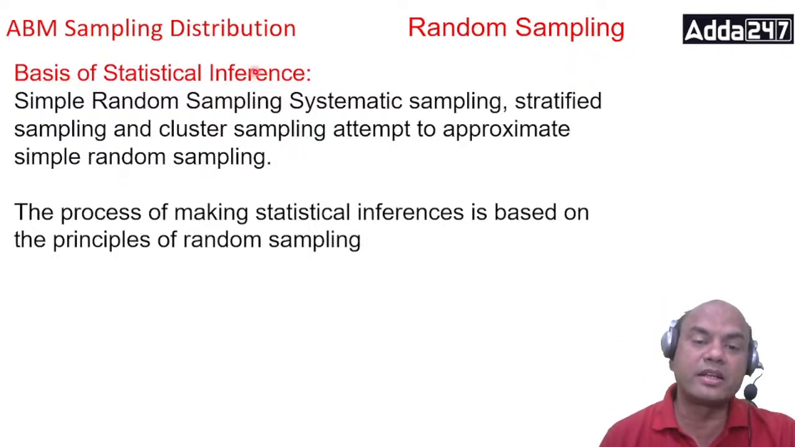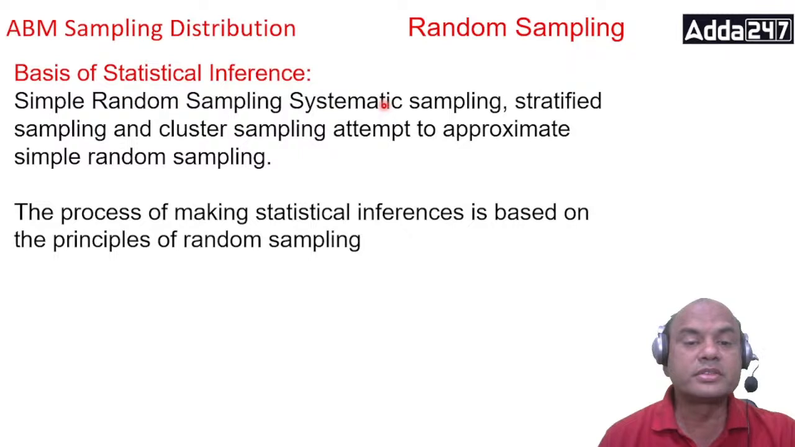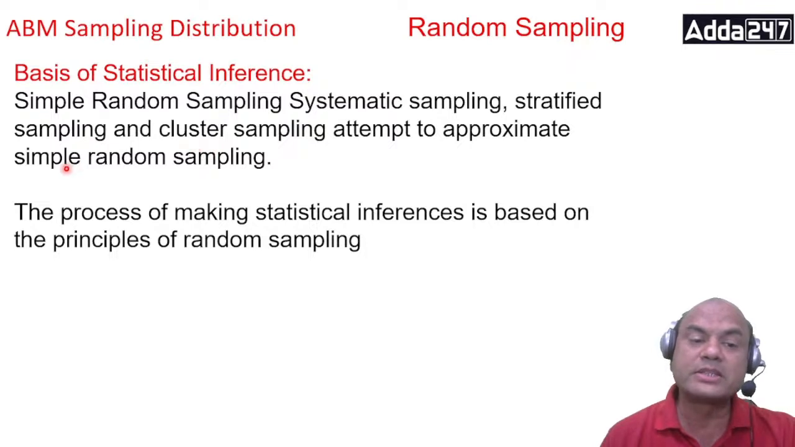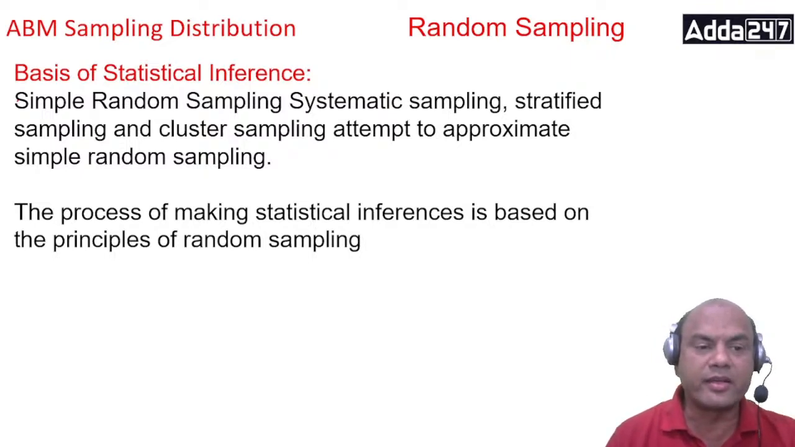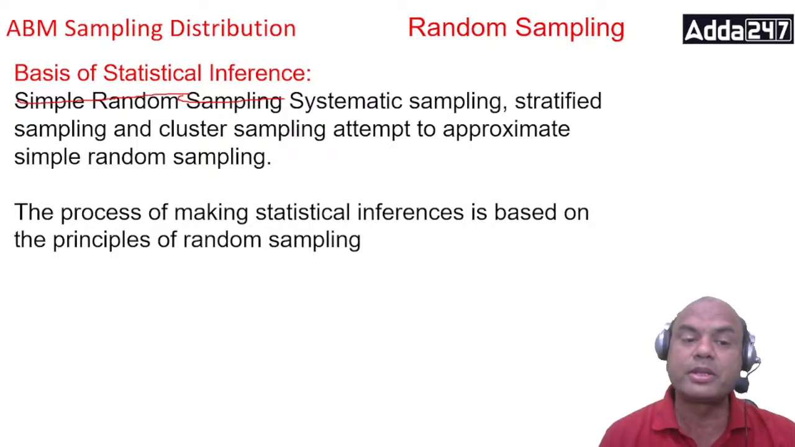Basis of statistical inference. Simple random sampling, systematic sampling, stratified sampling and cluster sampling. So basically systematic, stratified and cluster sampling attempt to approximate simple random sampling. So understand this concept. This part is a heading. Okay, yeah. So systematic sampling, stratified sampling and cluster sampling attempt to approximate simple random sampling.